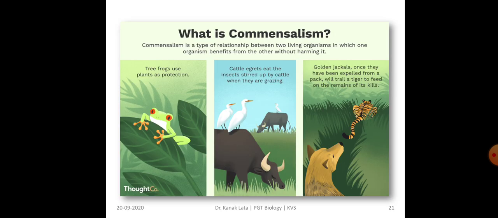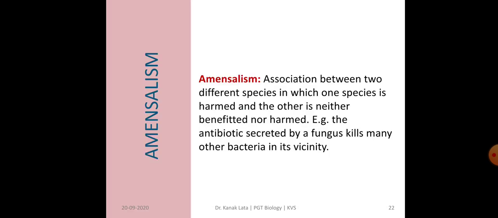Here you may visualize commensalism. The frogs use plants as protection. Cattle egrets eat the insects stirred up by cattle when they are grazing. Golden jackals, once they have been expelled from a pack, will trail a tiger to feed on the remains of its kill. So all these are examples of commensalism.